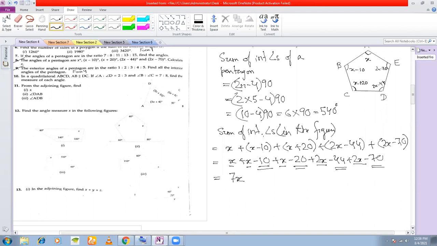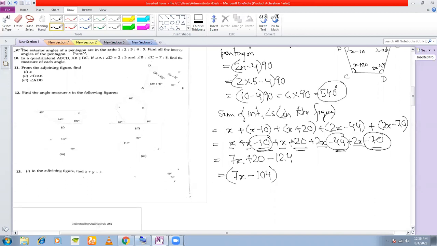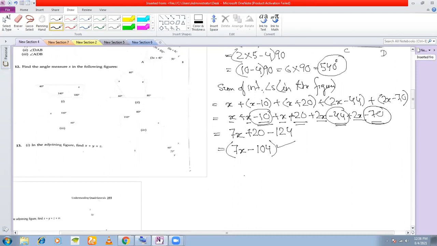There is also a plus 20, so let's write this as plus 20. The negative numbers are minus 10, minus 44, and minus 70. How much do they add up to? 70 and 54 will be 124. So this is 7x minus 104, right? The sum of interior angles is 540. Here the sum of interior angles is 7x minus 104.